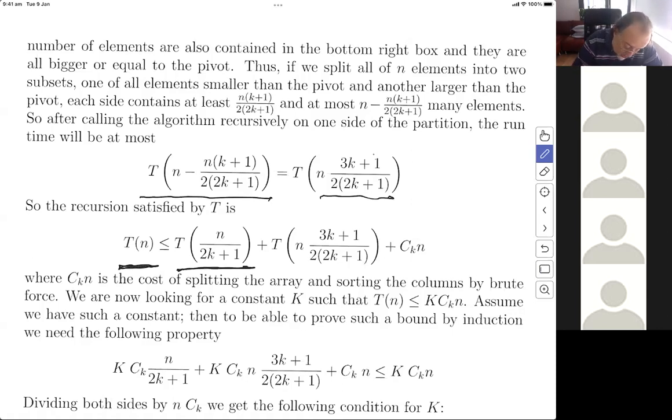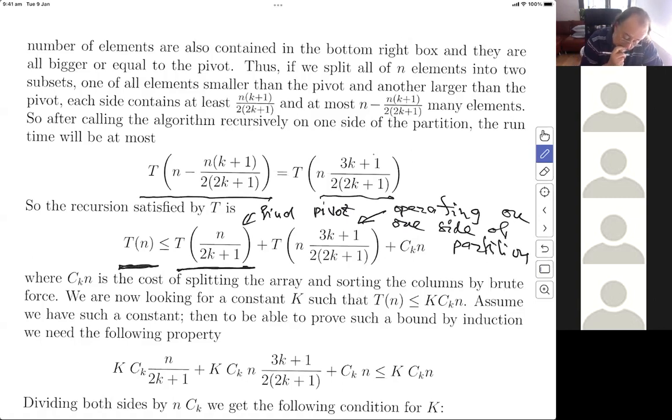That was to find a good pivot, right? And this is operating on one side of the partition.